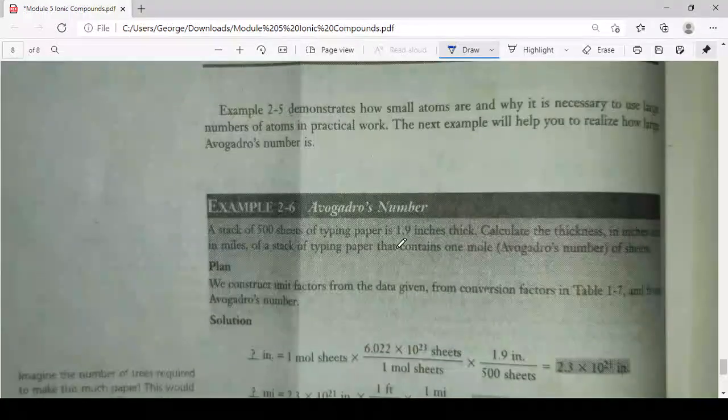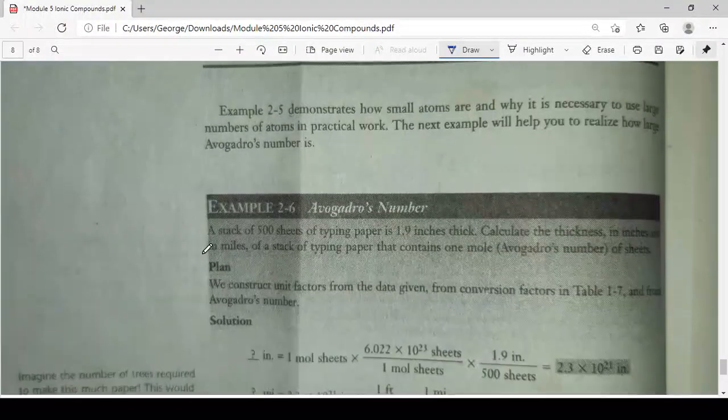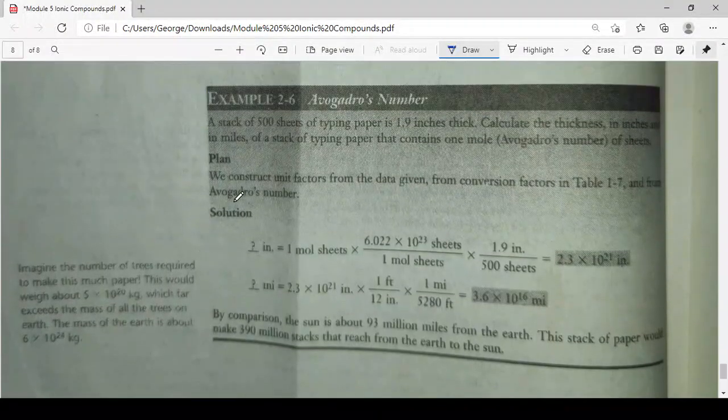And next, what if we are using your Avogadro's number? Last one, kids, don't you worry. A stack of 500 sheets of typing paper is 1.9 inches thick. Calculate the thickness in inches and in miles of a stack of typing paper that contains 1 mole, your Avogadro's number, of sheets. So simply, we divide Avogadro's number by your 500 sheets and multiply it by 1.9. Again, multiply and divide. It is simple, kids.